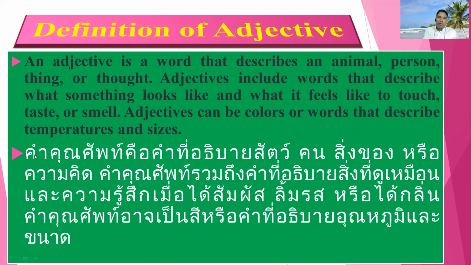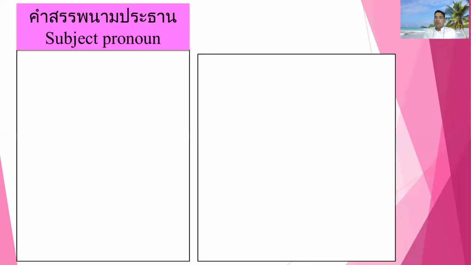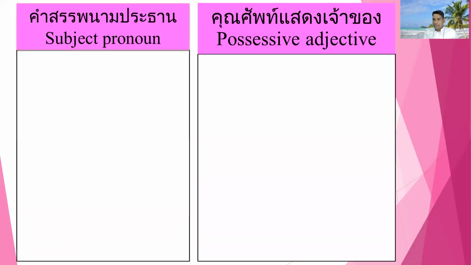Then you have to write. I have it written in Thai language for your good understanding. I can't read it because I don't know Thai language. You can read, I have it written for you, and you try to understand. Let's go to the next slide about subject pronouns and how to change them into possessive adjectives. They have the Thai language written also, for your understanding.